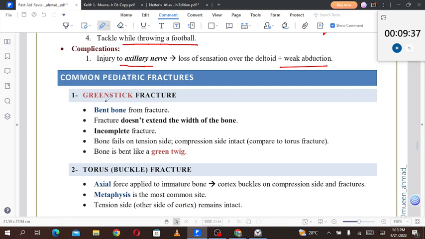Common pediatric fractures. First one is the greenstick fracture. What is a greenstick fracture? If you try to break a green stick from a green tree branch, it does not break into halves completely. It remains attached. So in a greenstick fracture, the bone just gets bent. The fracture does not extend the width of the bone. Incomplete fracture, bone fails on the tension side, compression side intact. The bone is bent like a green twig.